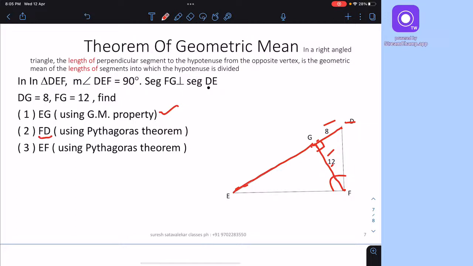If you are asked to find FD, you can use Pythagoras theorem, because this is a right angle given. So in triangle FGD, this is a right angle. This side is given as 8, this is 12. Using Pythagoras theorem, you can find this. And if you want to find EF, you can use Pythagoras theorem again, because this side is given as 12. This we have already calculated. So using Pythagoras theorem, you can do this.